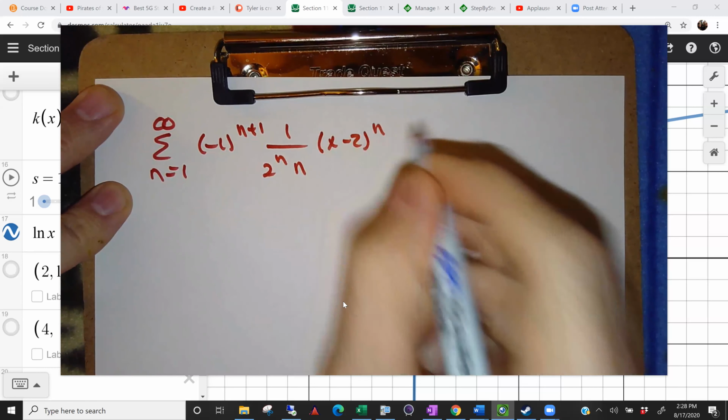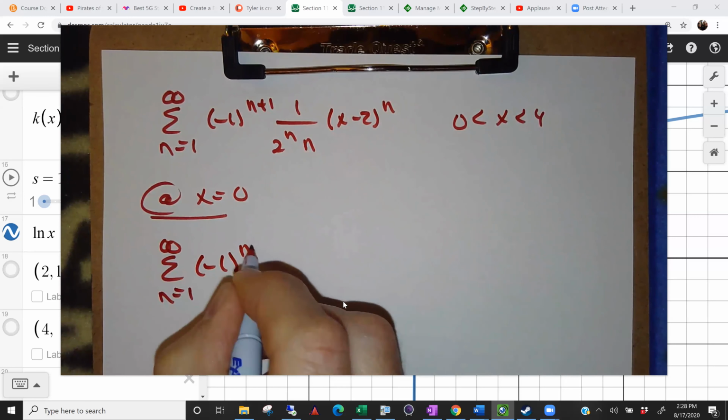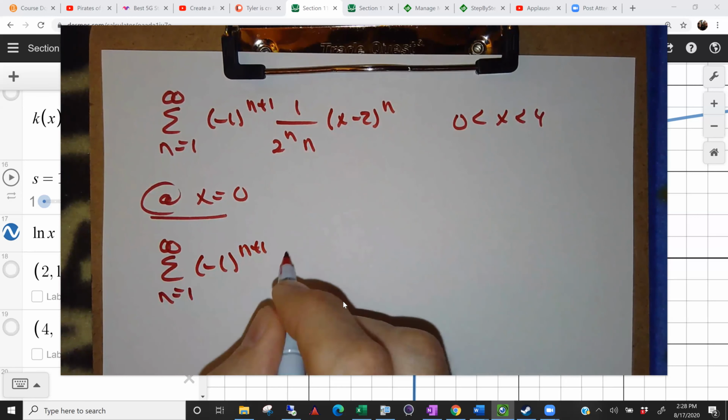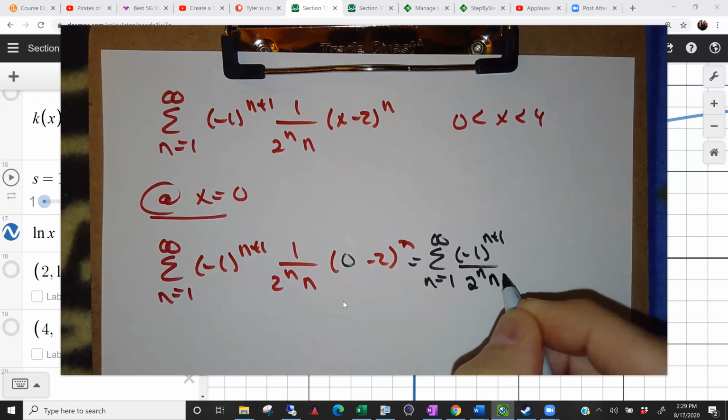At x equals 0, I get the sum from n equals 1 to infinity of -1 to the n plus 1, 1 over 2 to the n times n, and then at 0, this simplifies to the sum from n equals 1 to infinity, -1 to the n plus 1 divided by 2 to the n times n.